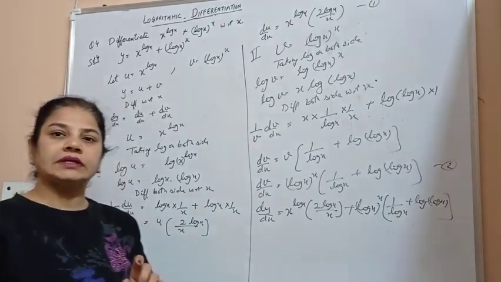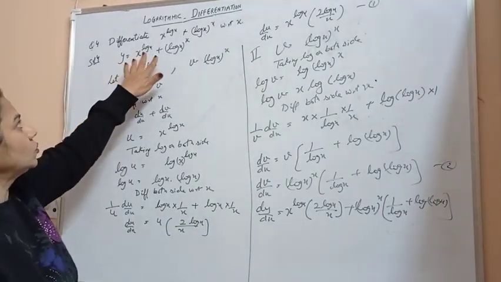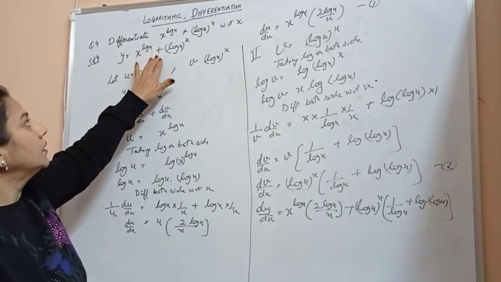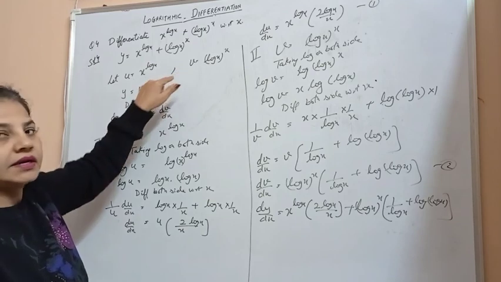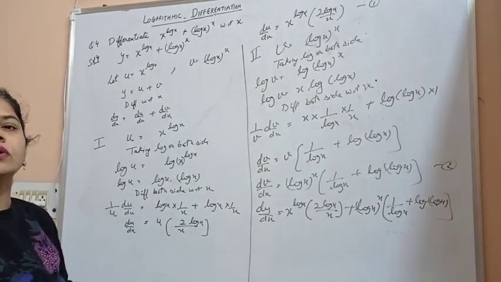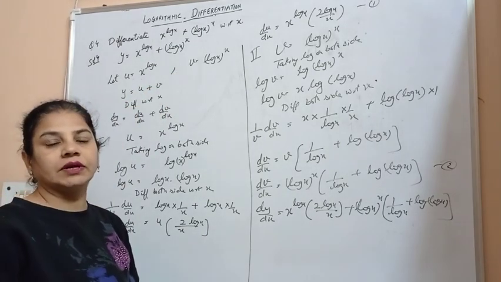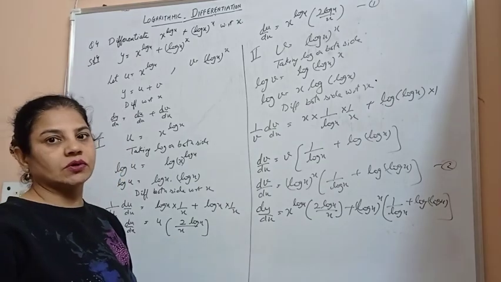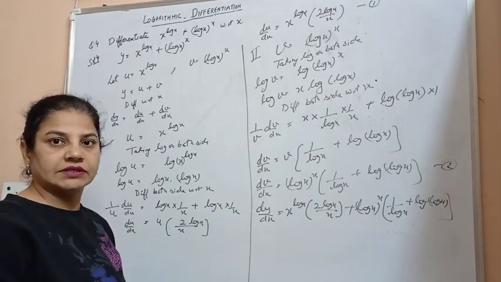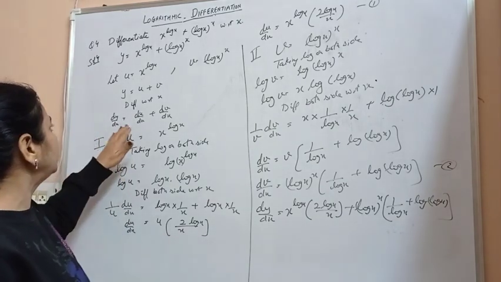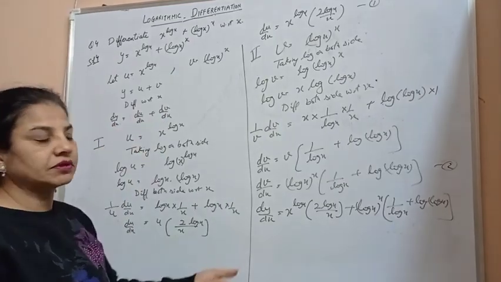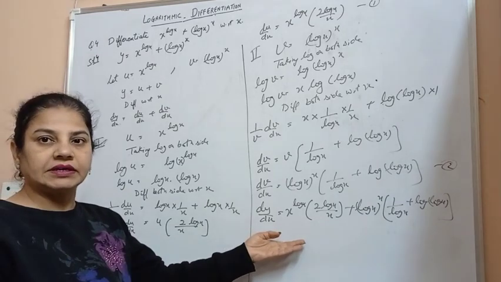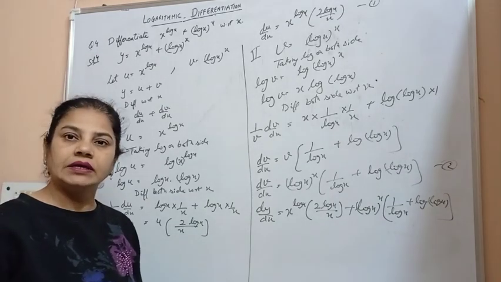In this particular case, two functions are given to you and the addition of the functions is given. So I have taken the first function as u and the other function as v. This is also called the UV method to calculate the logarithmic differentiation. We consider the first function as u, the second as v, and then we differentiate to calculate du by dx, then dv by dx, and then we substitute the values to calculate dy by dx.